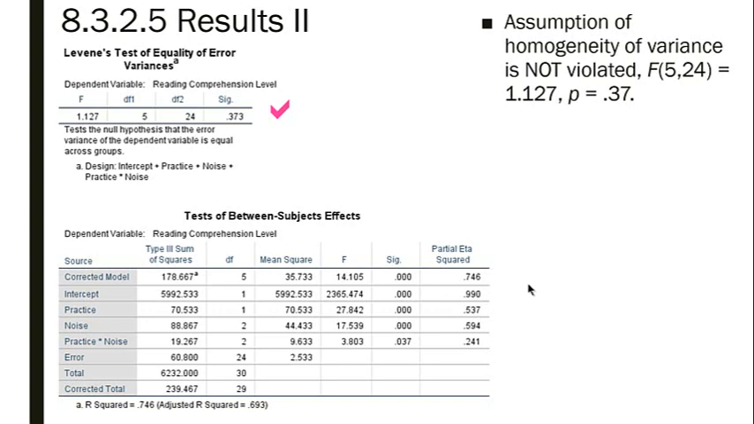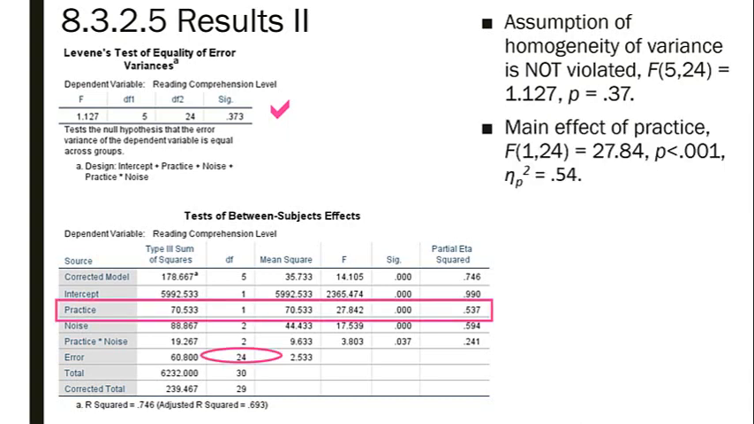That doesn't help us answer our research questions. The first row that does help us answer our research questions is that third row. You'll notice the source there is practice. So this is about the main effect of practice.